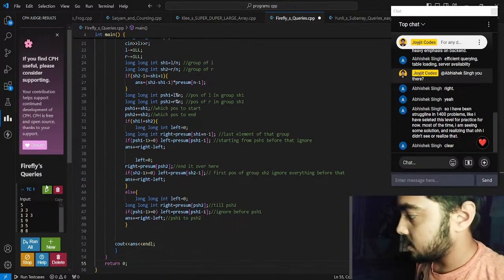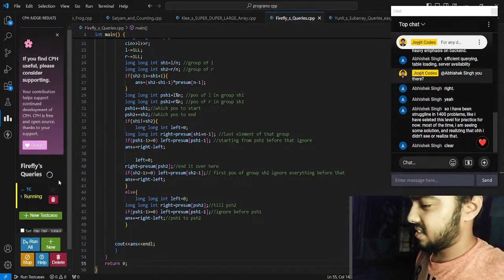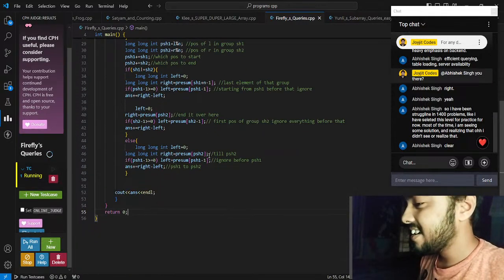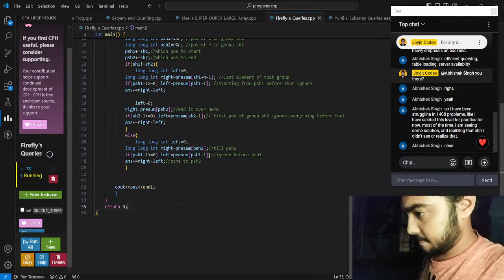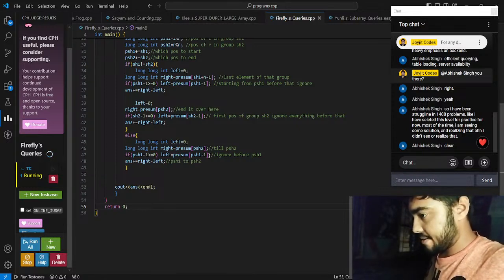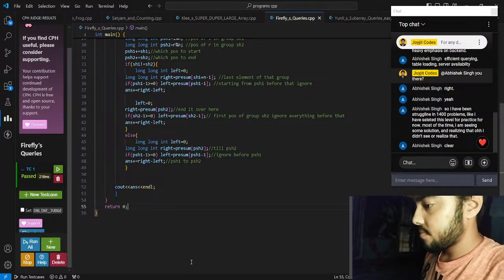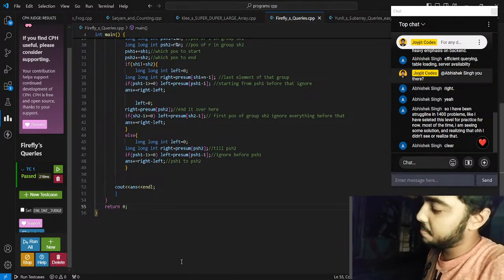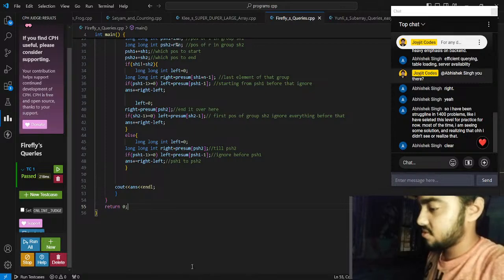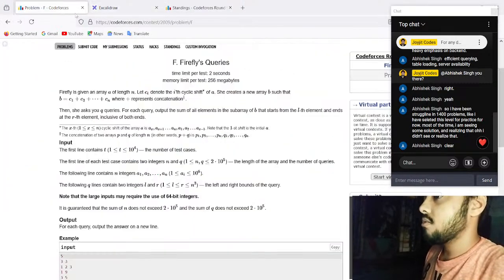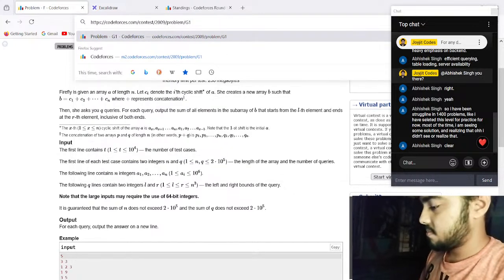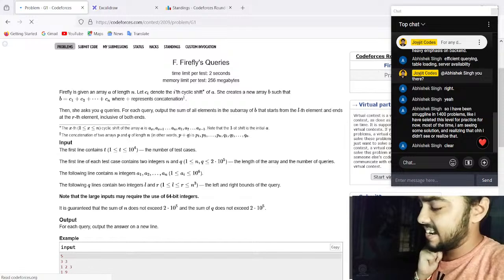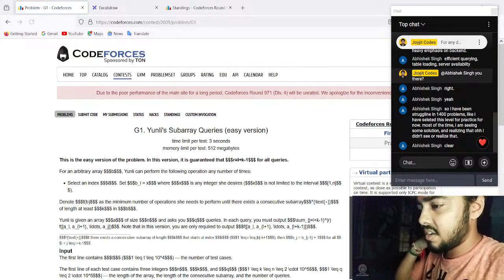So let me just compile the code, and I think obviously it will work because that was accepted. Okay, so it worked. If you submit it, you can see that it also works. Now I'll just go with this G1 once. I haven't done it, it didn't get accepted, but I can just show you some time limit thing.